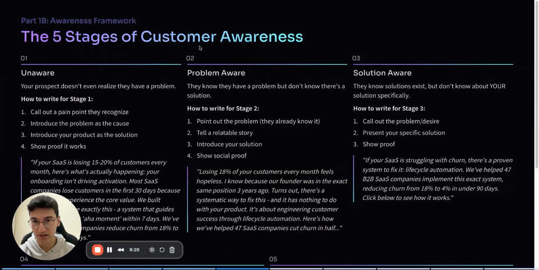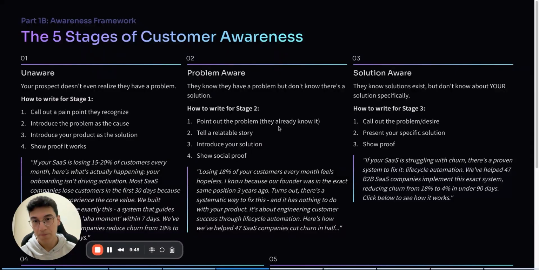And the second awareness stage is problem aware. In this stage, people know they have a problem, but they don't know if there is a solution. And I'm not talking about your product specifically. They don't know if there is a solution to that problem generally in the world. So when writing ads for this stage, you need to point out the problem.